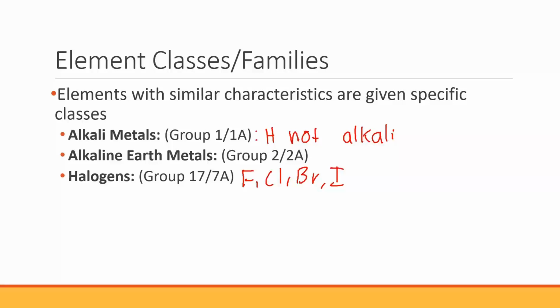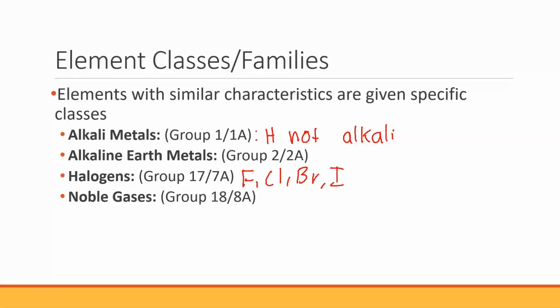Then in the last column, or the last group, we have our noble gases, which are group 18 or 8A. The main characteristic of the noble gases is that they're incredibly unreactive, so if you put them in a container with other chemicals, they're really just going to mind their own business and not do much chemical reactions.